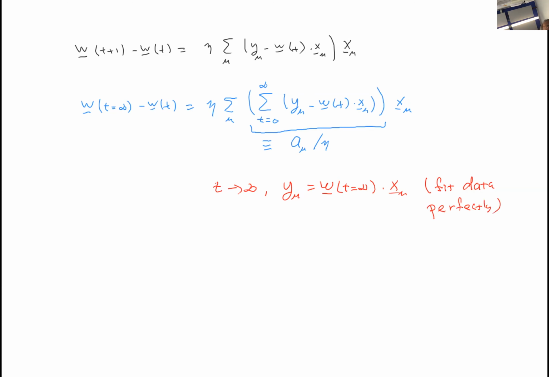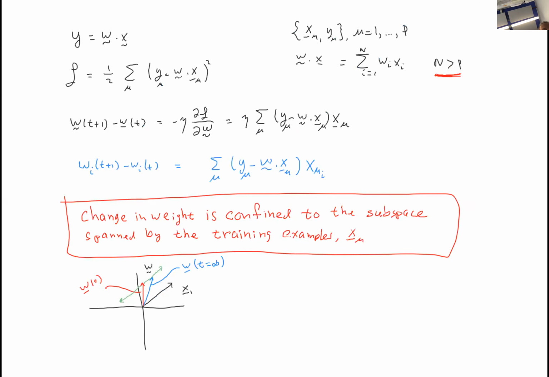So what do we have? Actually, we want this to be minus w of zero. So I'm going to call this w naught, our starting weight. So w at t equals infinity, I'm just going to call that w, that's the final weight, equals w naught plus the sum on mu of a mu x mu. And this is exactly what I mean when I say that the change in weight is confined to the subspace spanned by the training examples x mu.